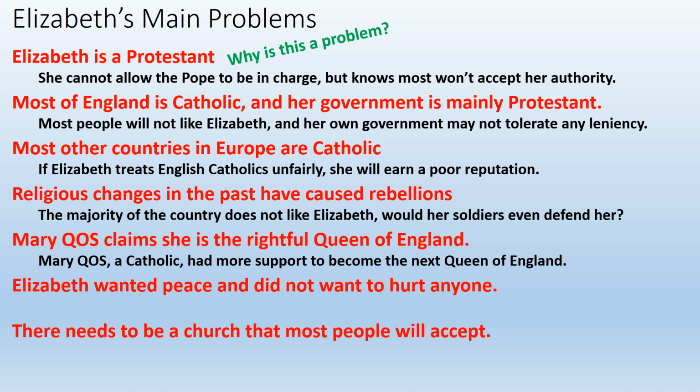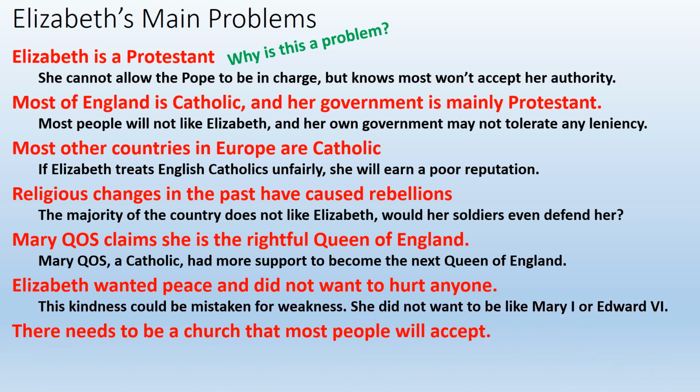Elizabeth wanted peace. She didn't want to hurt anyone. Her kindness could be mistaken as weakness. She didn't want to be like Mary I or Edward VI, where they were killing Protestants or where they were burning them. She didn't want to do that. She wanted to make sure that she was going to set herself apart from the other monarchs. She couldn't be too nice, but she also couldn't be too harsh. Again, she's stuck between a rock and a hard place, and she thinks that Via Media, going the middle way, is going to be the best solution.